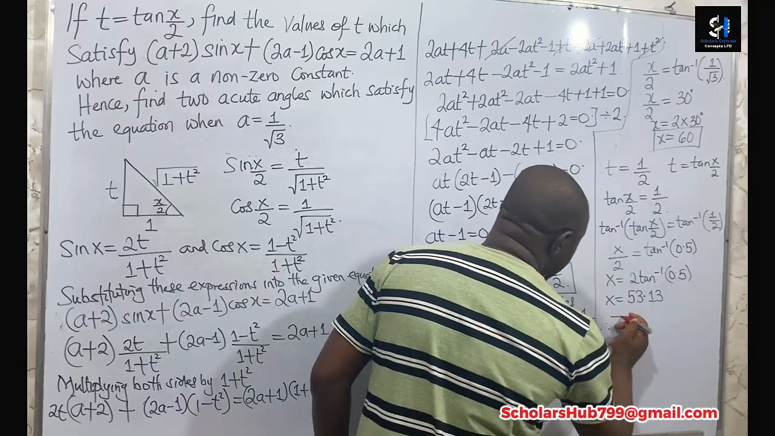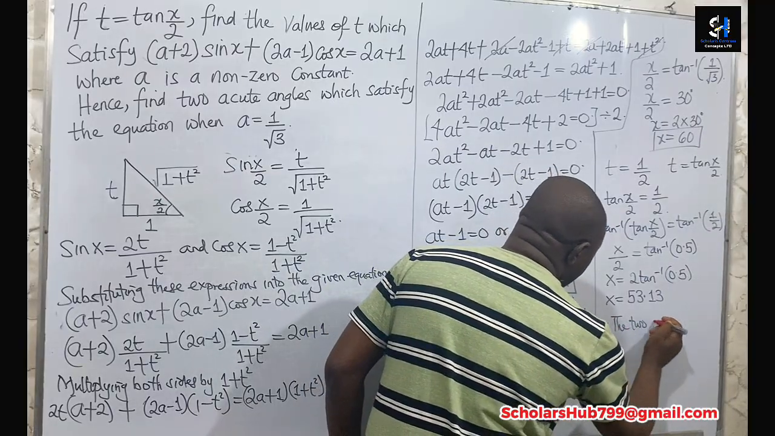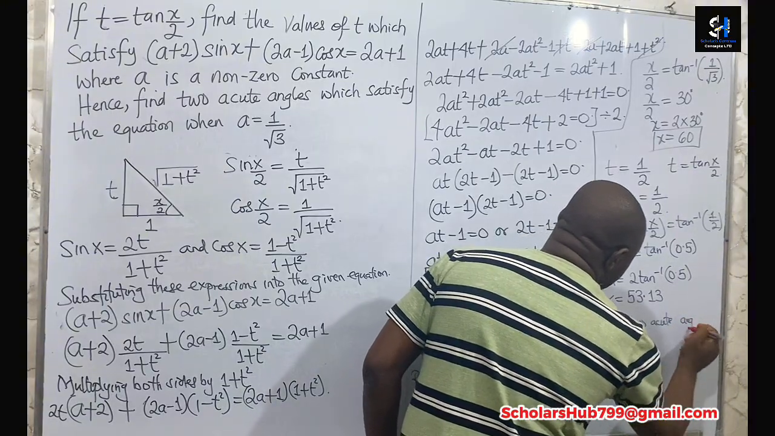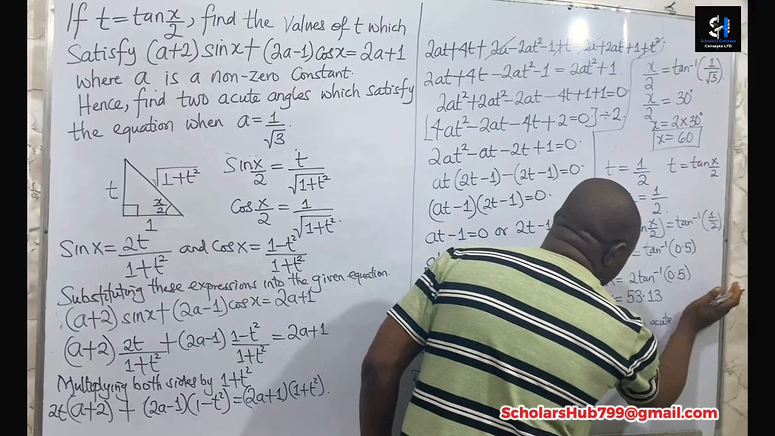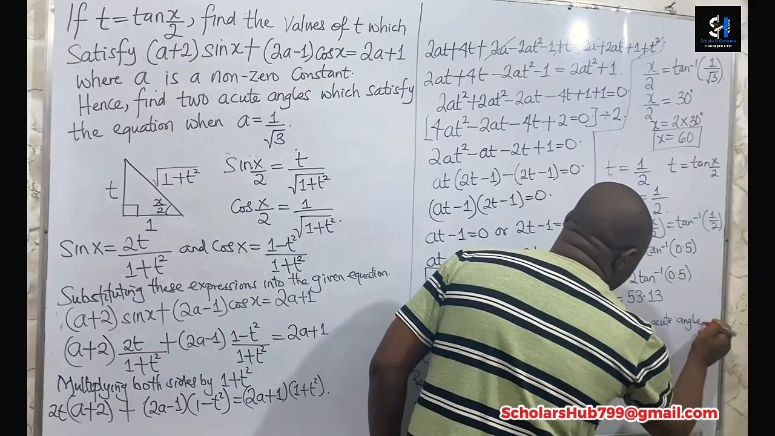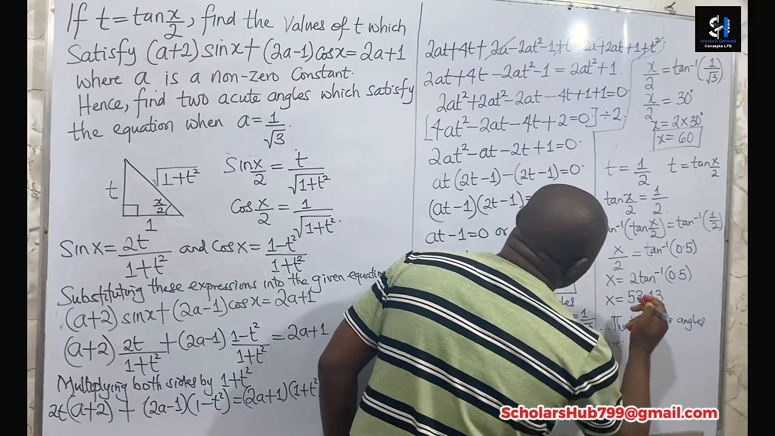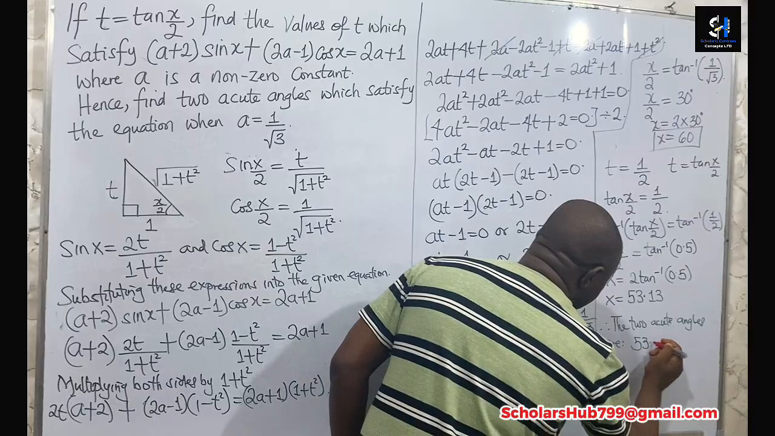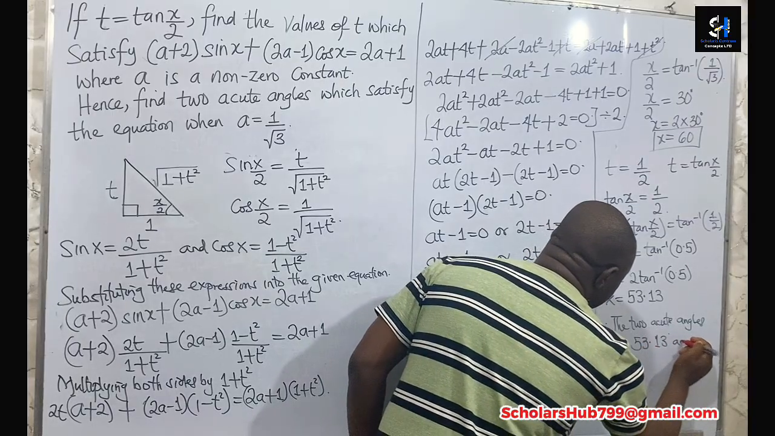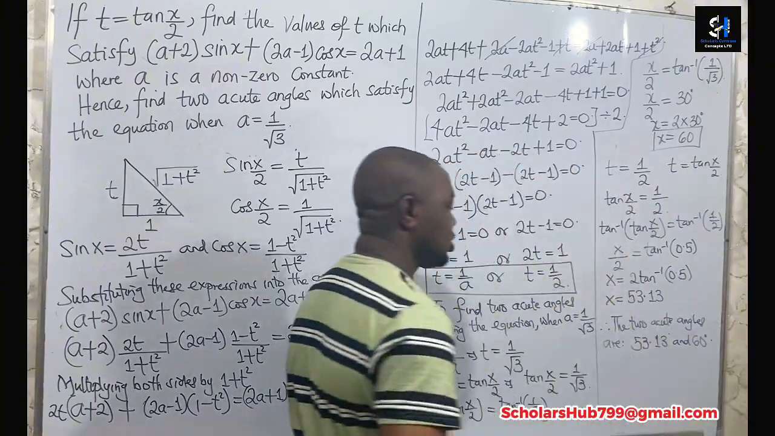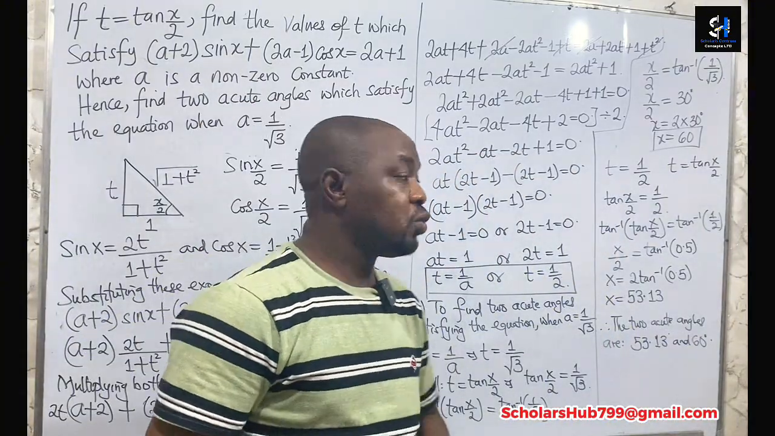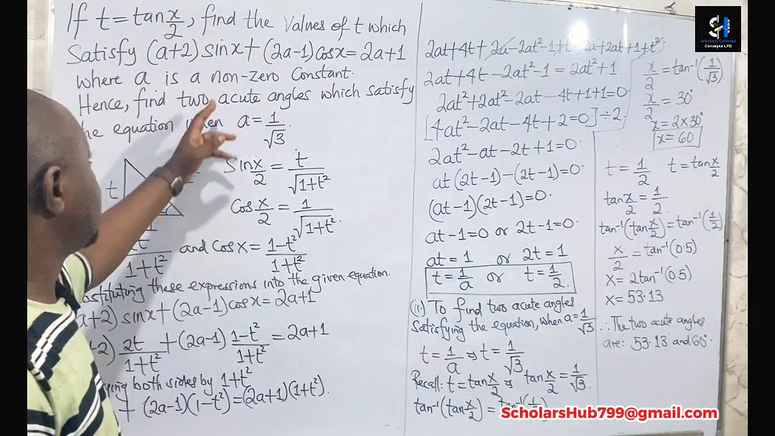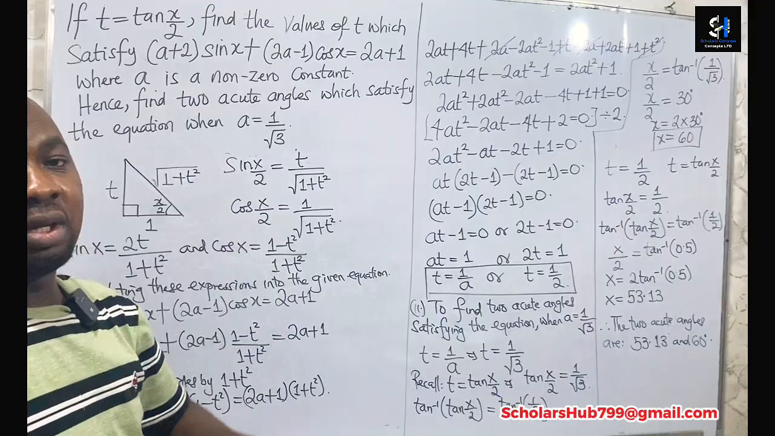Then the value of x will be 53.13 degrees. So therefore, the two acute angles are 53.13 degrees and 60 degrees. These are the two acute angles which satisfy the given equation.